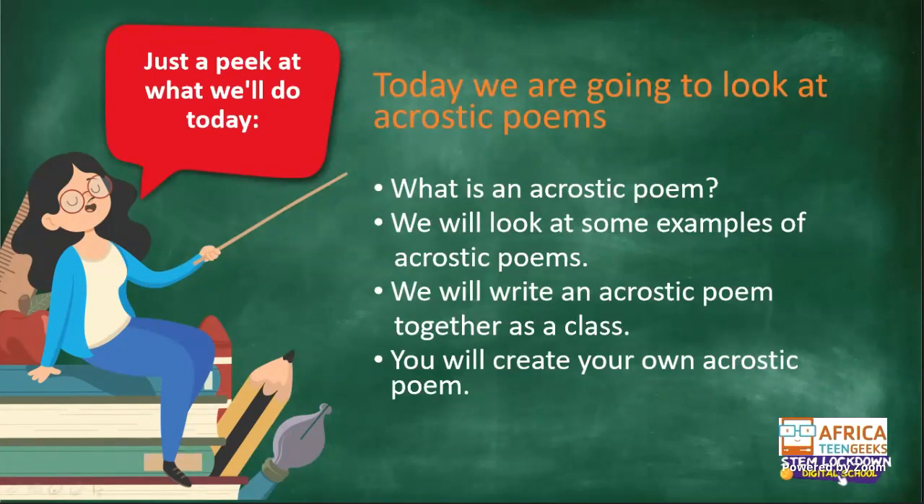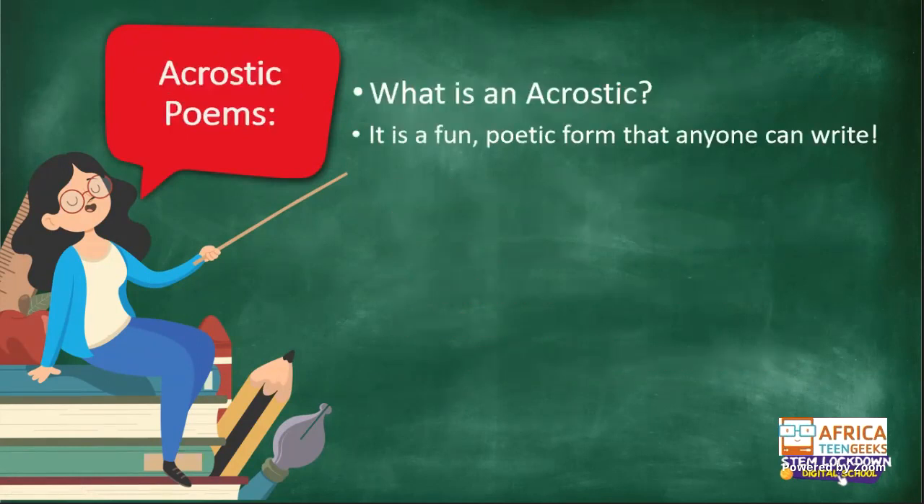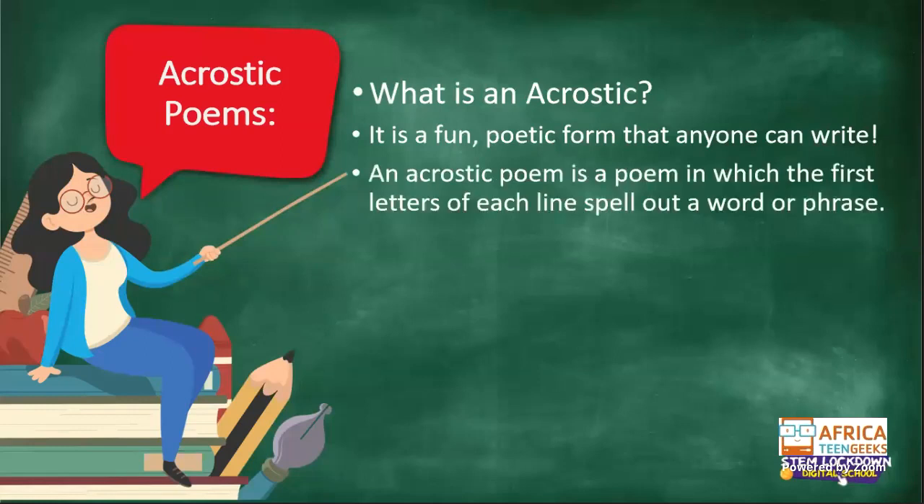Firstly, an acrostic poem is a fun, poetic form that anybody can write. So even if you don't see yourself as a poet and you struggle to write poetry, this will be easy, okay? You'll be able to write. An acrostic poem is a poem in which the first letters of each line spell out a word or a phrase. So I'm going to show you an example now, and then you will understand. But it will be letters that if you read it down vertical, it will form a word. And then your little poem will be about that word. Okay.